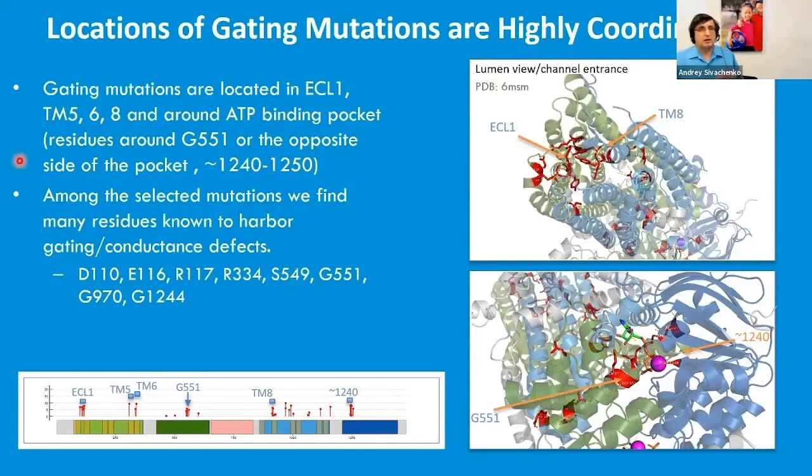be important for channel proper opening and conductance. So first, we have hotspots in ECL1, TM5, 6, and 8, and all 12 TMs are actually shown on this linear diagram as those additional yellowish bands.